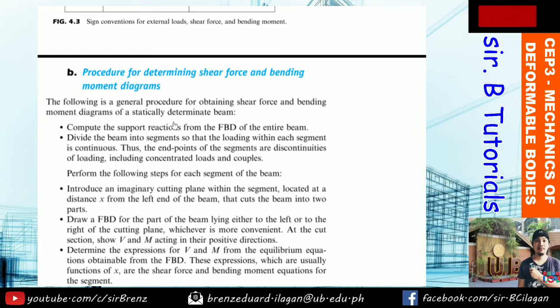Step number 1, solve for the reaction. Again, this portion is for the part of statics of rigid bodies. Equilibrium equation to solve for the reaction. Next, you need to divide the beam into segments so that the loading within each segment is continuous. Thus, the endpoints of the segment are discontinuities of loading, including concentrated loads and couples. Perform the following steps for each segment of the beam.